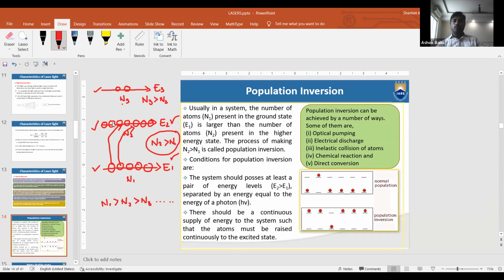In the pumping mechanism, we use pumping sources. We send the atoms from the ground state to various higher energy states. By sending the atoms from the lower energy state to the higher energy state, we achieve population inversion. After achieving population inversion, we get the laser, which we will discuss later when we cover types of lasers. Okay, try to remember this now.